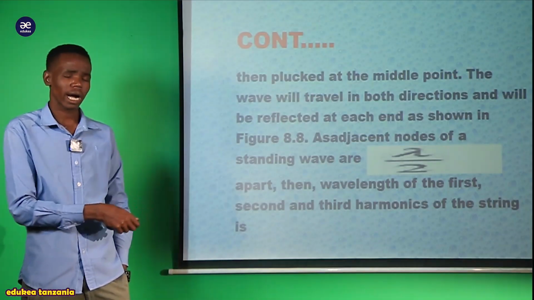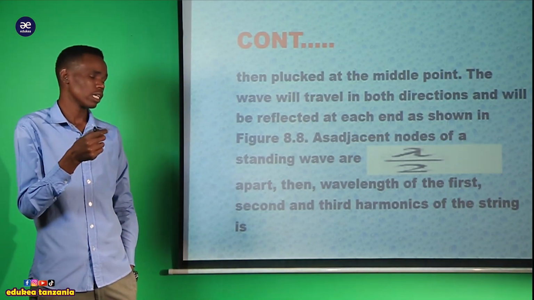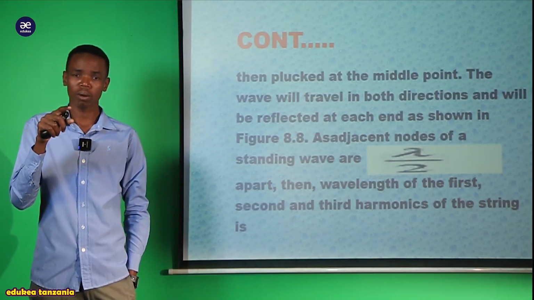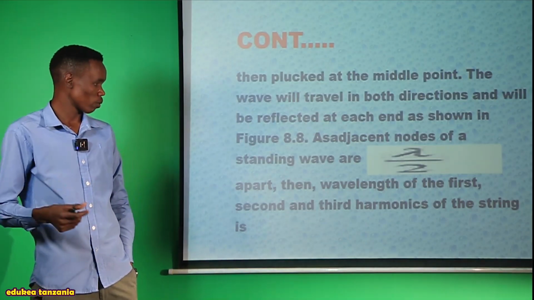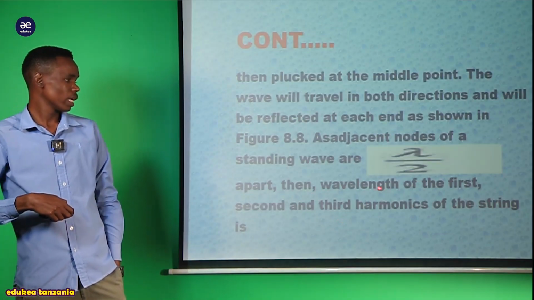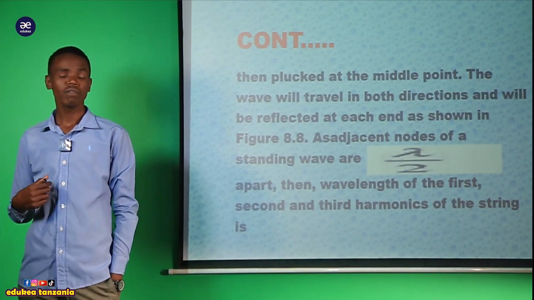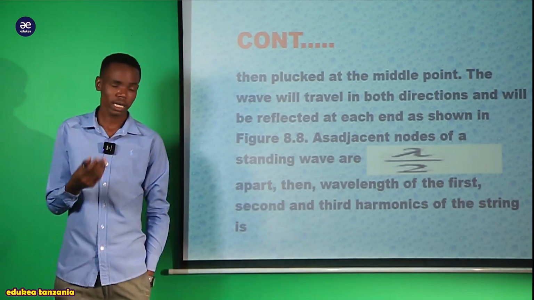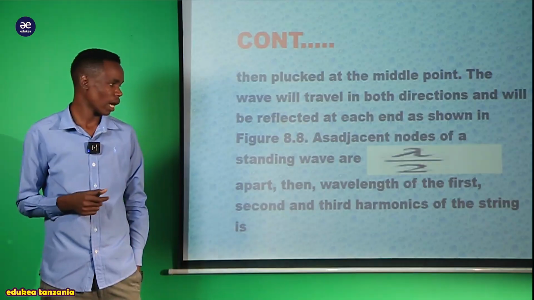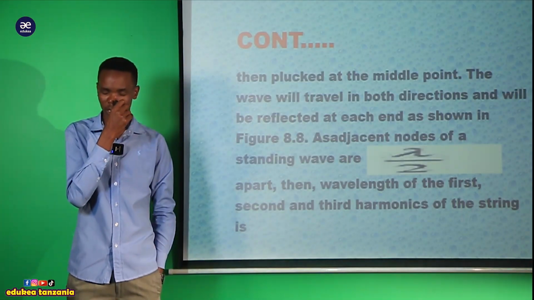And this occurs apart. Kwa huyu wavelength yetu atakuwa ni, it means kwamba adjacent nodes atakuwa ni nusu. It means kwamba we take a half, divided by 2, apart, kutoka sehemu moja kwenda sehemu nyingine. So then the wavelength of the first, second and also the third harmonic of the string is expressed as shown on the next slide.